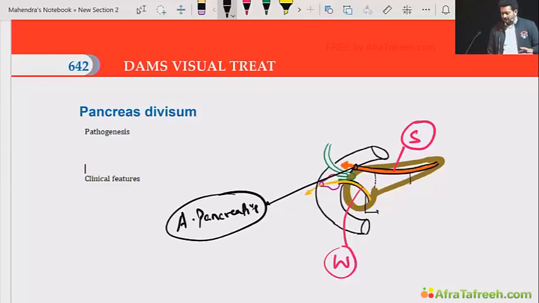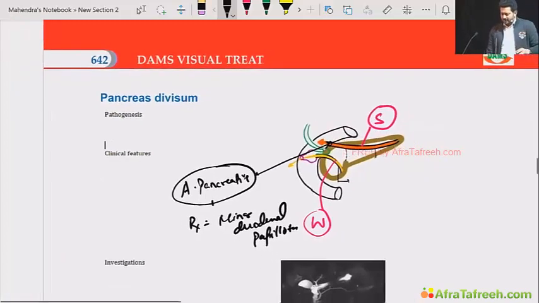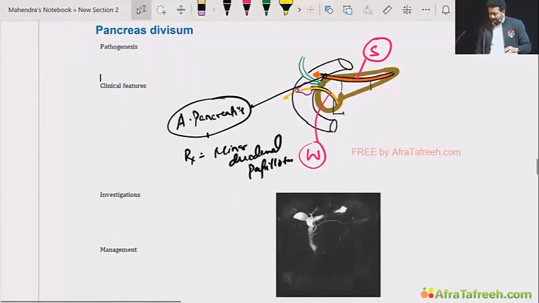Acute pancreatitis. In that case, the treatment is you do the ERCP and do the minor duodenal papillotomy. Just cut this area. So that is minor duodenal papillotomy. Okay, so that is pancreas divisum. This is the management, minor duodenal papillotomy, if symptoms are there.